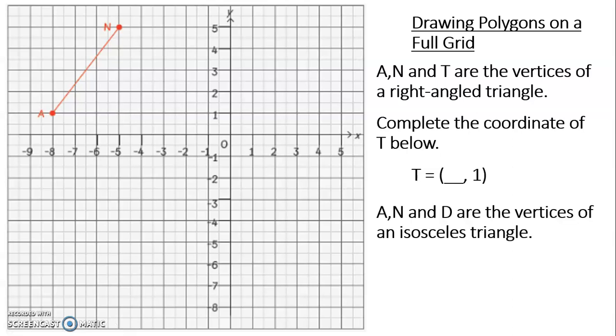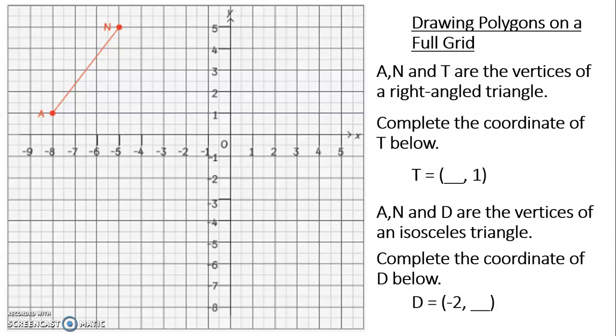A, N, and D are the vertices of an isosceles triangle. Complete the coordinate of D below. This time it's told us that x would be -2, so we can find that. And remember, in an isosceles triangle, two sides are the same length, one side is a different length. So at that point where -2 is, it must be -2 and then up the stairs to 1. -2, 1.